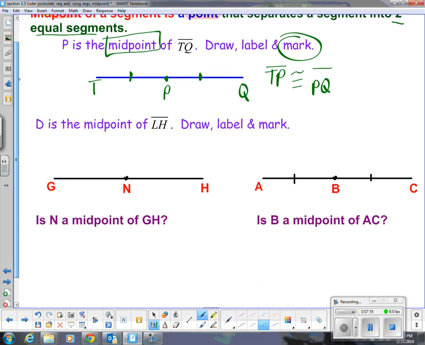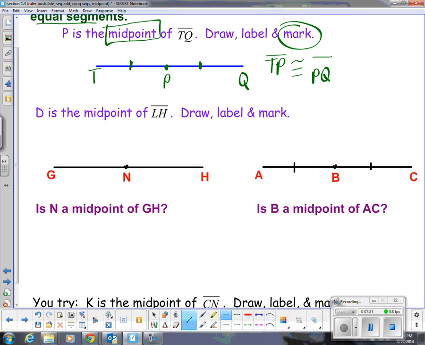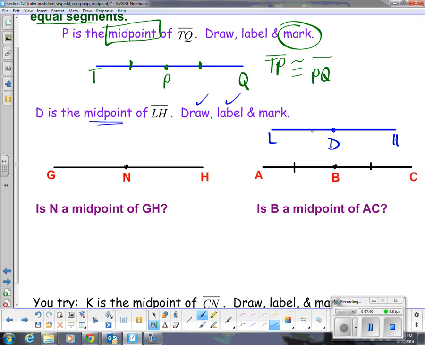All right, we get to try this again. So now we've got D is the midpoint of LH. So here's my segment. I'm going to go in and label it now. One endpoint is L, the other endpoint is H, and I should have D that is the midpoint. So my drawing is done, my labeling is done. How do I mark? What does midpoint tell you? Two congruent segments. So now that tells me that segment LD is congruent to segment DH, and that means that D is a midpoint.